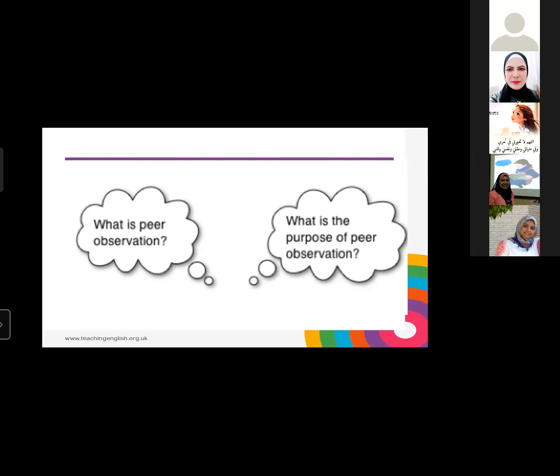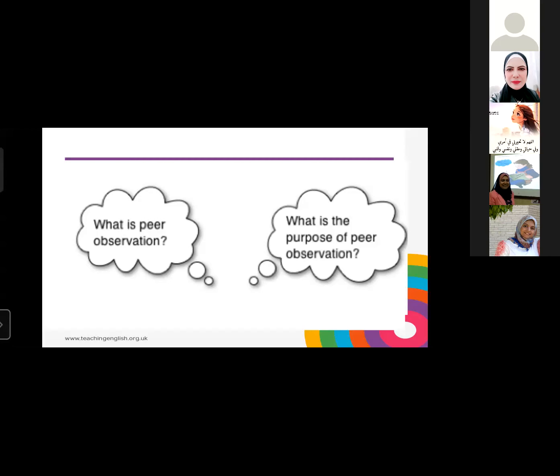Which kind of feedback? Positive, Miss Firdaus? Sure, positive. It should be positive feedback first, to know the points of strength and how to add to these points of strength, and of course to tell the others about some points of weakness in a gentle and positive way, to avoid them in the future.